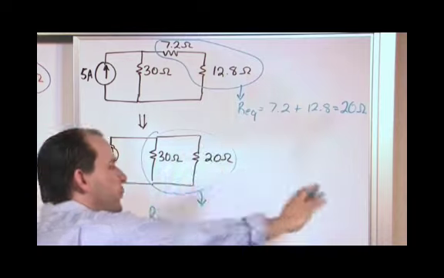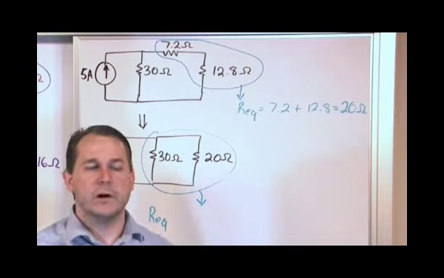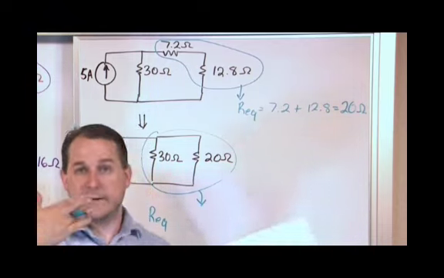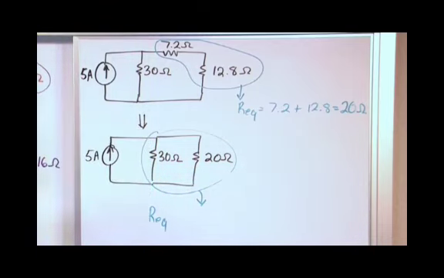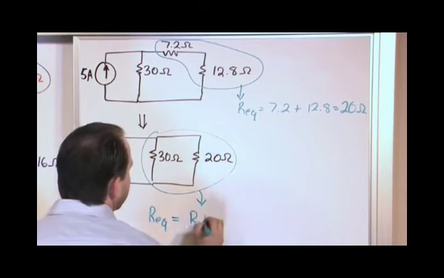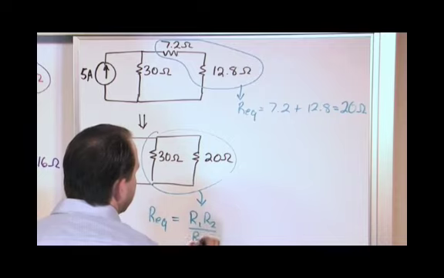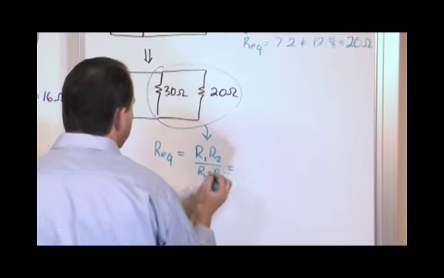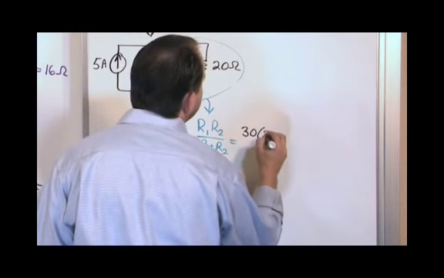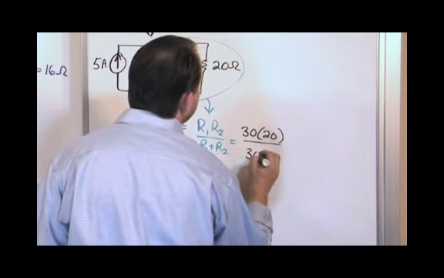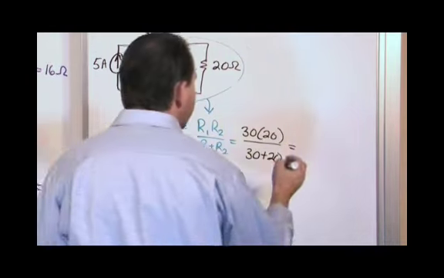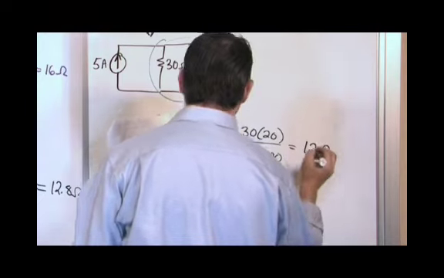If it were more than 2 resistors, then you have to use the full-blown version, 1 over R1 plus 1 over R2 plus 1 over R3, and then when you get that, you take the inverse, 1 over the answer. But in this case, since it's just 2 of them, we have a very simple rule, product over sum, R1 R2 over R1 plus R2. All right, and so what we're basically going to have, R1 is 30 times 20 over 30 plus 20. So you multiply this, you add the bottom, and you're going to get 12 ohms.